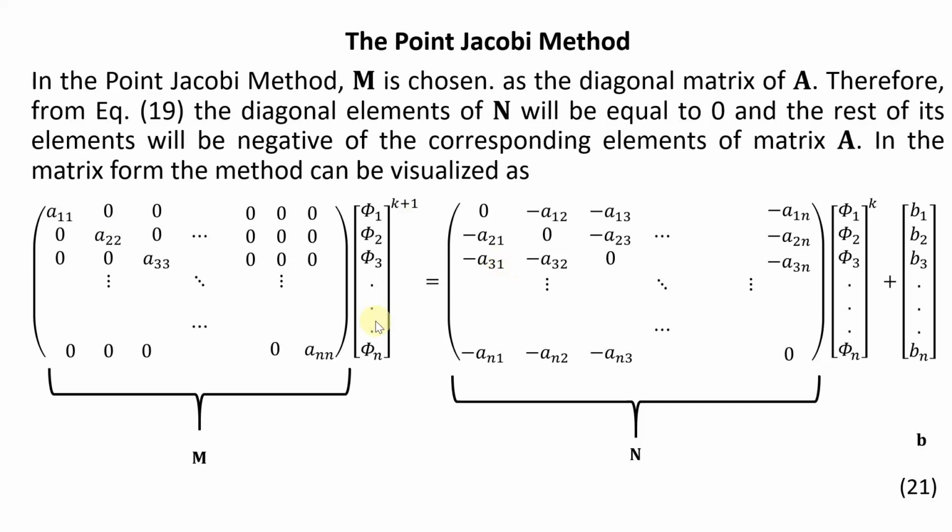But what will be the right hand side for the ith row? We shall see that the right hand side will actually be the summation of the product of, say, the mth column of the ith row and the mth row of the phi vector. But it will not include the diagonal elements, because the diagonal elements of matrix N are all 0.